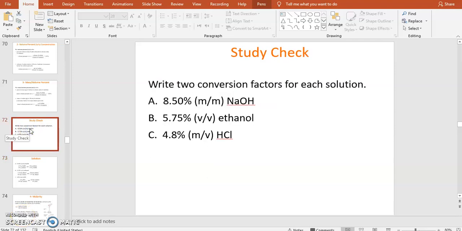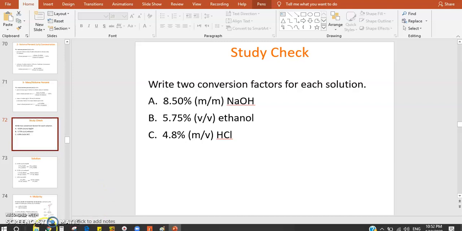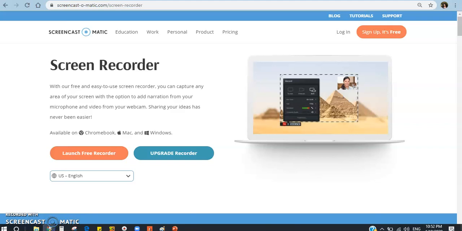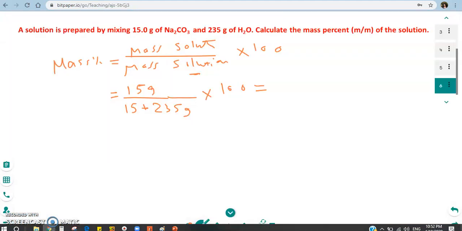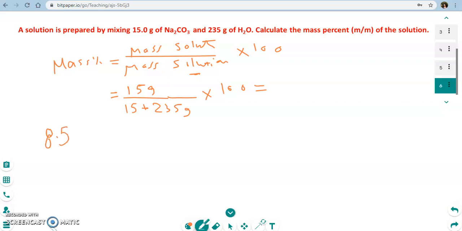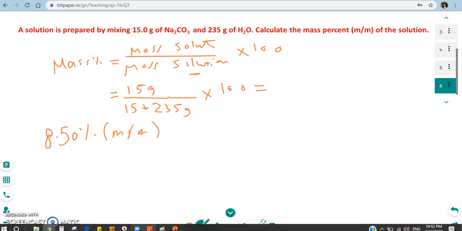So if we're trying to get conversion factors out of the first sentence, as what we learned before, it says 8.5% m/m NaOH. How can we think about it? How can we write conversion factors out of this? So it's 8.50% m/m. Is it NaOH, or what was the solution? NaOH.